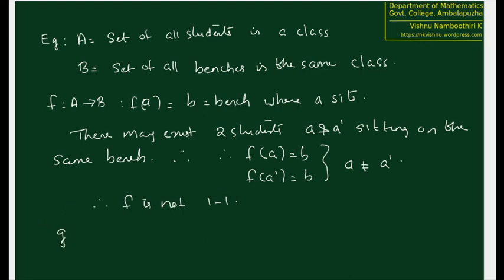On the other hand, now suppose that we consider g from B to A. Once again, as in the previous case, if we define that g of b is the student sitting on b, then there may be more than one student sitting on this bench b, and therefore we cannot have a unique answer in this case. Therefore, g of b we cannot uniquely determine, and therefore g is not even a function.